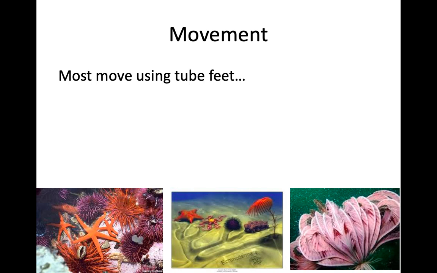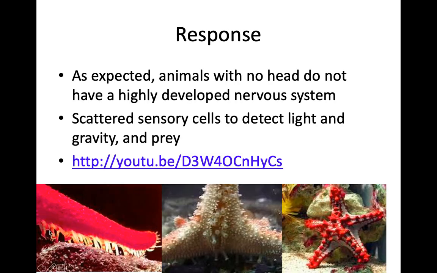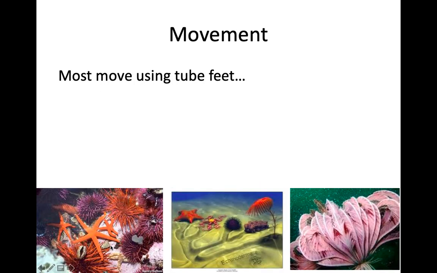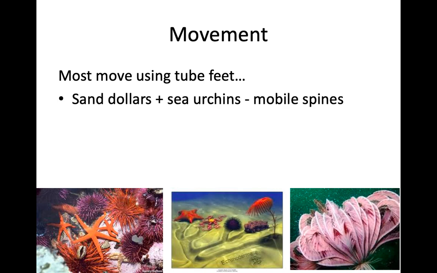Okay, movement. So most echinoderms use those tube feet. Actually, the previous slide had some good examples of those tube feet up close, like you can see them there. Most echinoderms use those tube feet for moving around, but depending on the type of echinoderm, they might have other additional structures to help them with movement. For example, sand dollars and sea urchins have spines that are mobile, that can wiggle and move around and help them to move better. So here are some sea urchins that you can see right there.